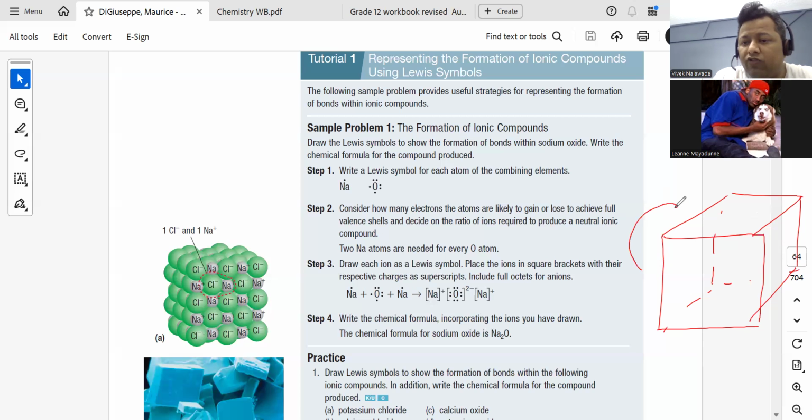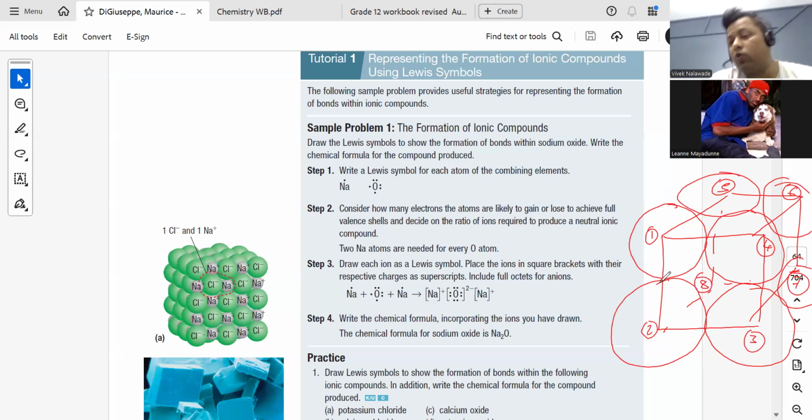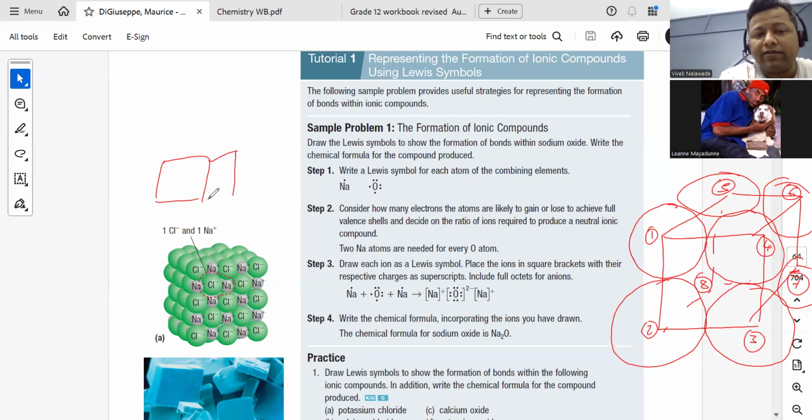And at each cube, there is a chlorine atom or chlorine ion. Does that make sense? So we have a total of one, two, three, four, five, six, seven, and eight chlorine ions. This group of eight chlorine ions forms a crystal lattice, and we have repeated units of this crystal lattice.